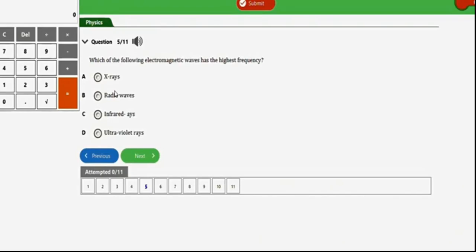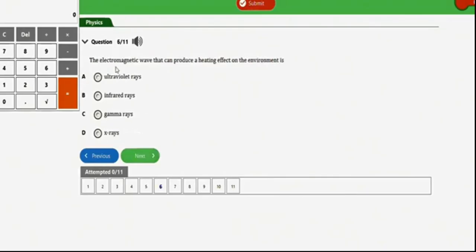Okay, so that's it for this question. Now, had it been this question asked which has the least frequency, the answer would have been radio waves, but since it's not asking least, it's asking the highest in the options, so it's X waves. The next big question will be this one.